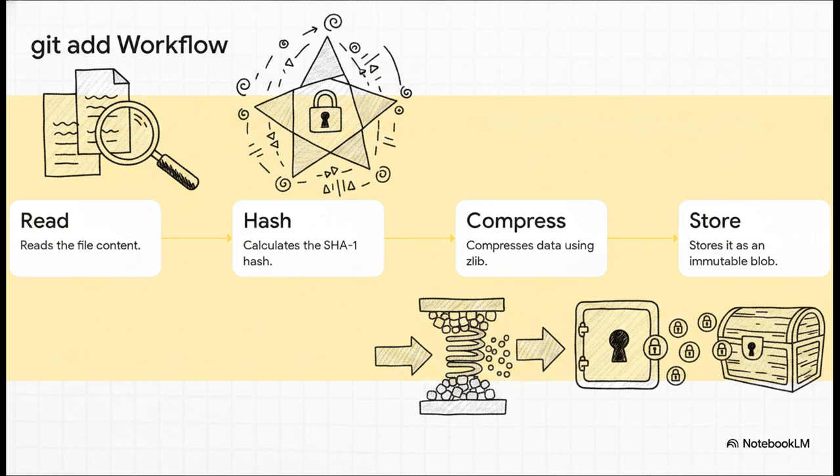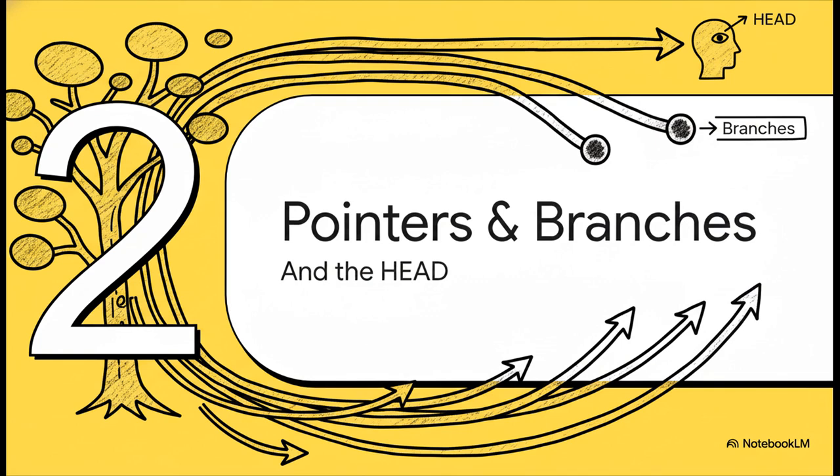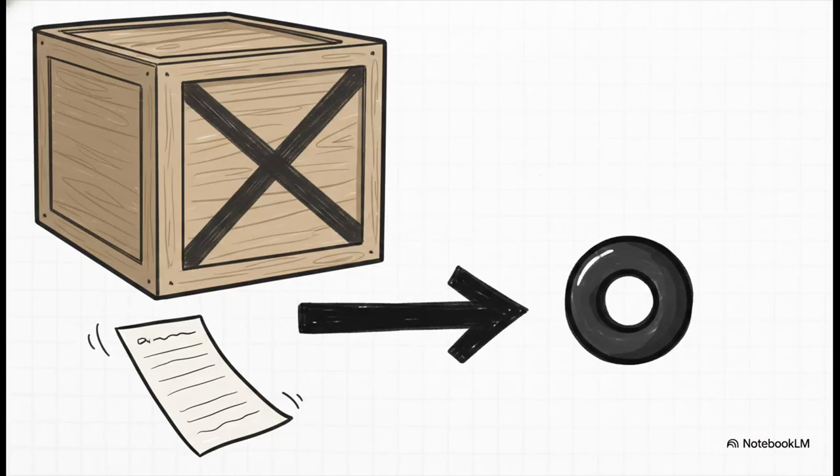Moving on to Section 2, pointers, branches, and head. Now, what's really interesting about this slide is how we actually navigate this immutable database.